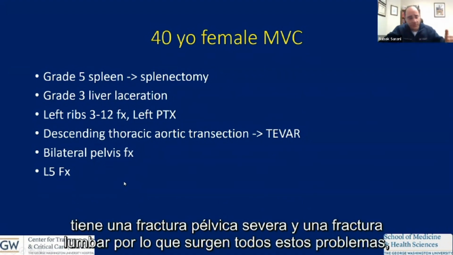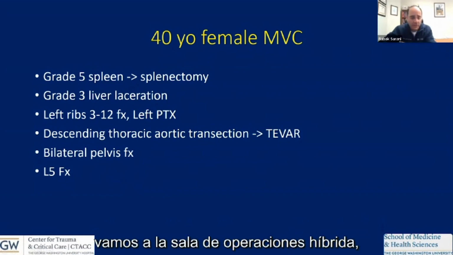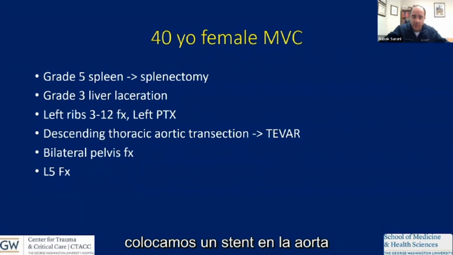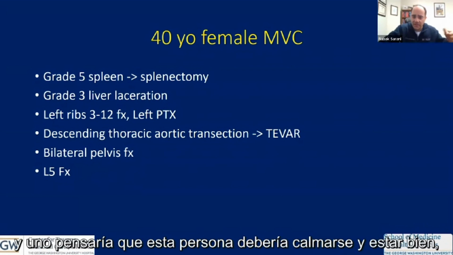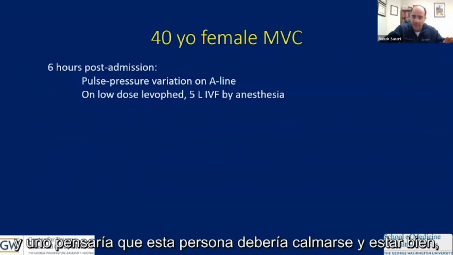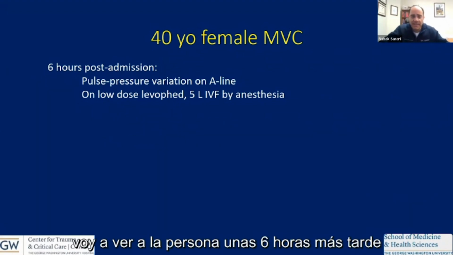So all these issues. Comes in, we start a 1-to-1-to-1, we go direct to the OR, we take out the spleen, we pack the liver, we go to the hybrid operating room, we put a stent in the aorta. Things are moving along very well. And you would think that this person kind of just should settle out and do okay. Person goes to the intensive care unit. I go see the person about 6 hours later.